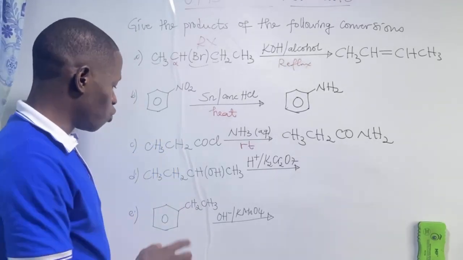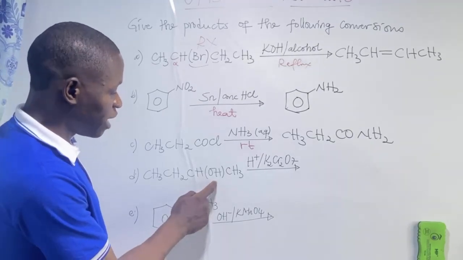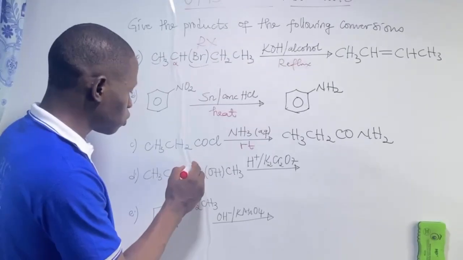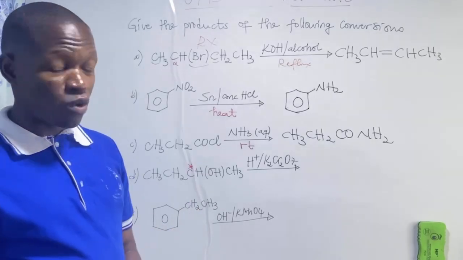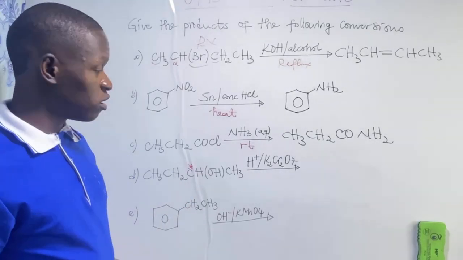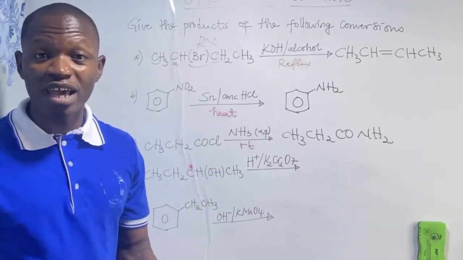Then here we have an alcohol, and of course a secondary alcohol, because the hydroxy group is at carbon number 2. So here we have an alcohol, a secondary alcohol. The alcohol is reacted with what? Acidified potassium dichromate.